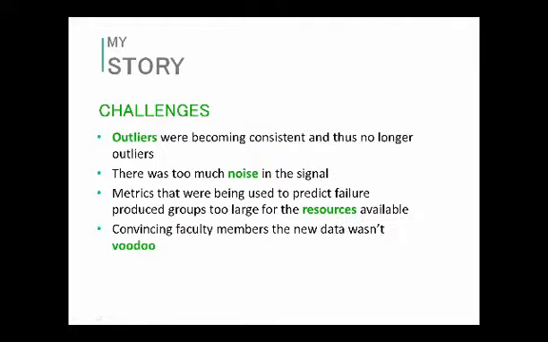So once upon a time, we did this. We were facing a lot of challenges. We took a look at our board results year after year, and our outliers were becoming more and more consistent, and they weren't outliers anymore. Every year we had a couple of unexplained failures, or people who didn't fit our normal criteria for students who were at risk were still failing.